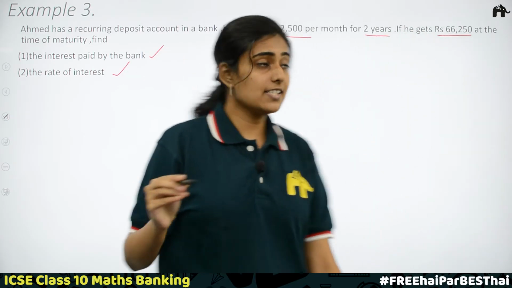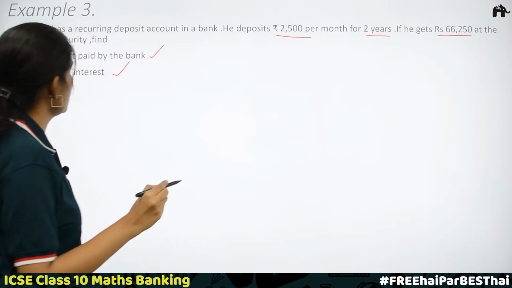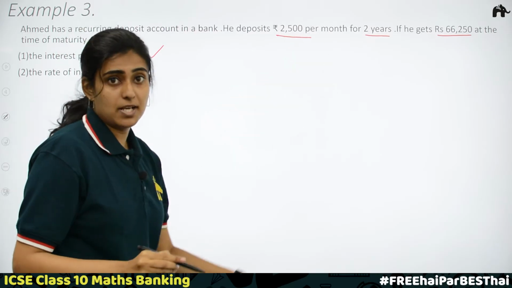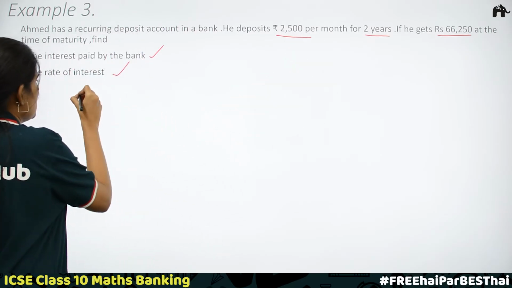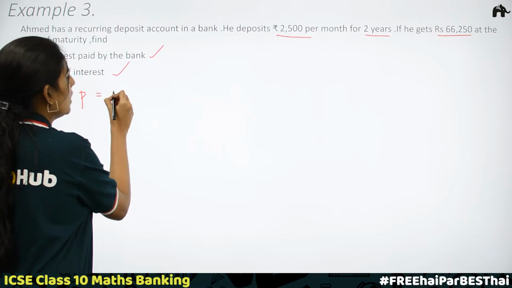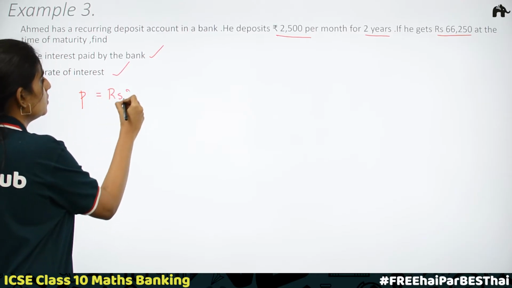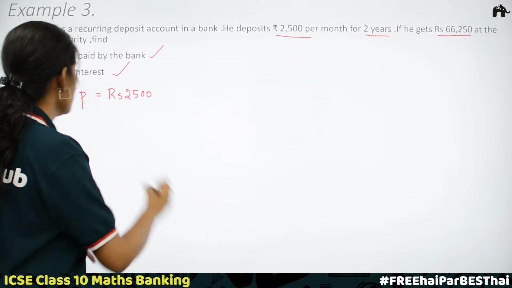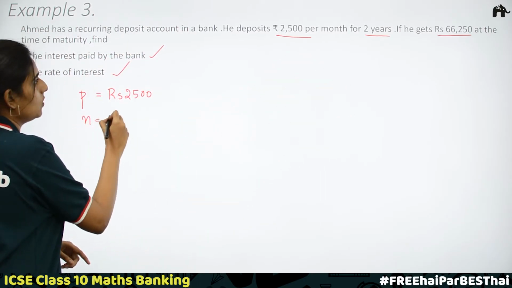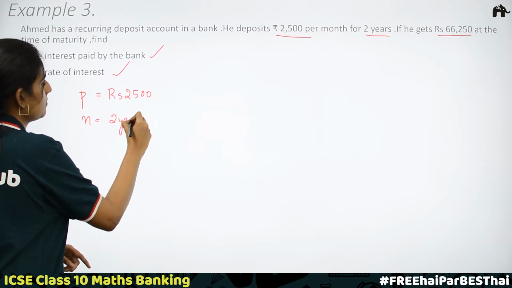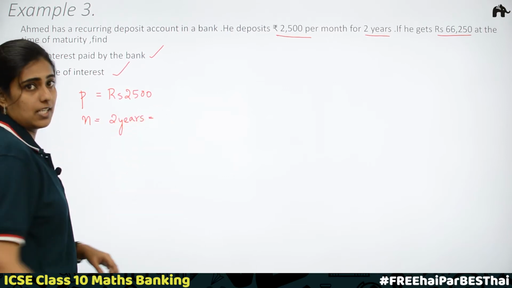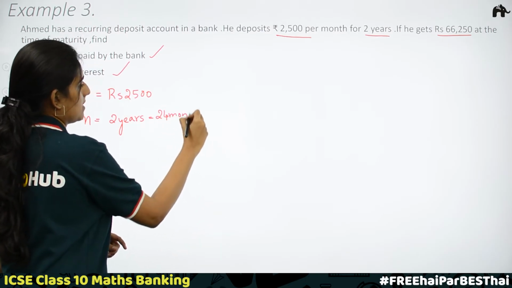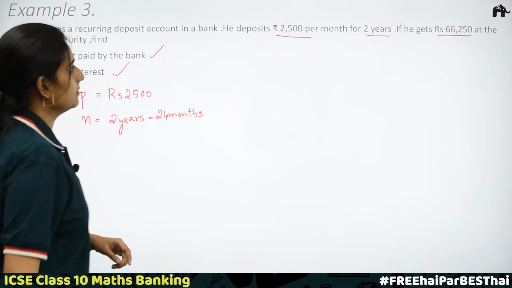So, what are the quantities that are given in the question? First thing, he deposits rupees 2,500 per month. Monthly installment is given, that is P value is given. P is equal to rupees 2,500. For 2 years, that is N value. N is equal to 2 years. Years should be converted into months. 2 years is equal to 24 months.